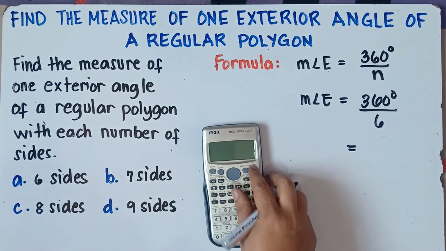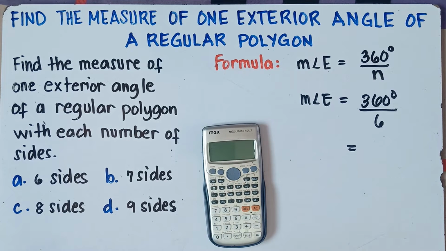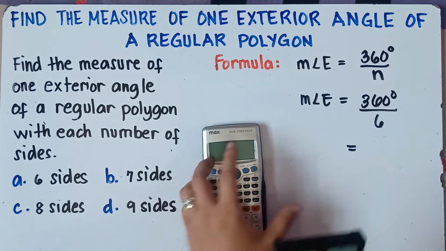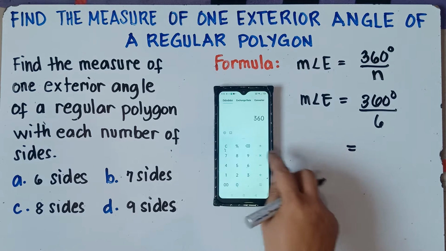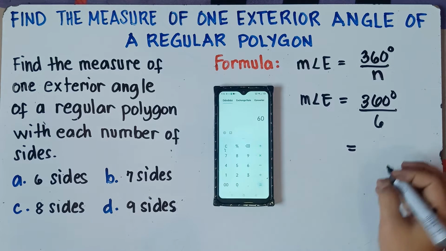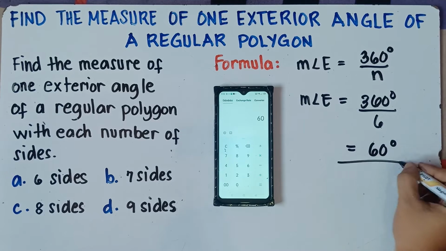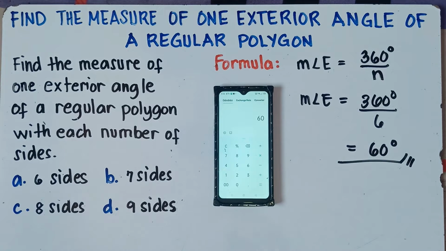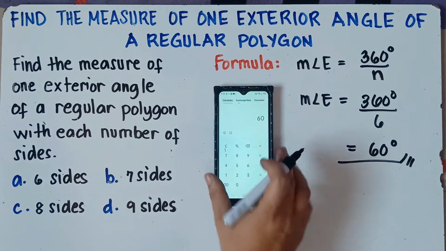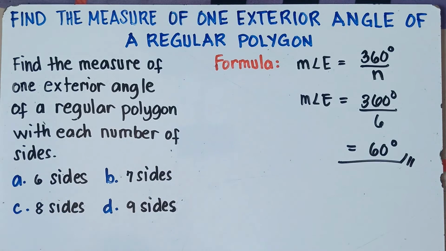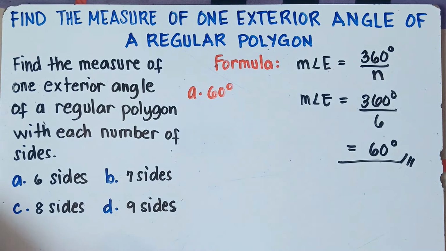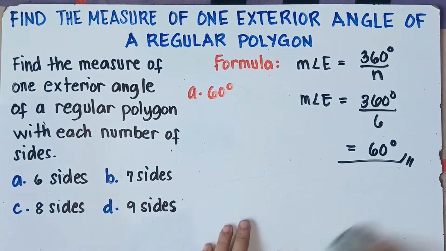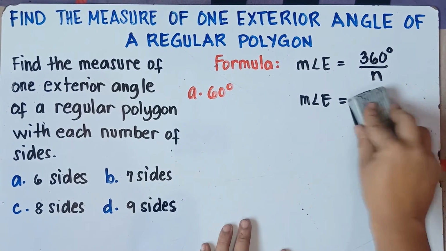My calculator is not turning on. So, we will be using our cell phone. 360 degrees divided by 6, so we will have 60 degrees. So therefore, class, each exterior angle of a regular hexagon is 60 degrees. So letter A is 60 degrees. Alright, we're done with letter A. So let's try letter B.